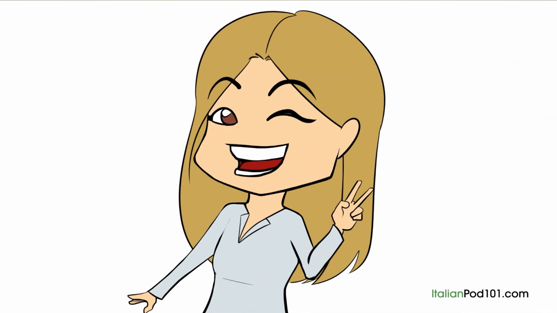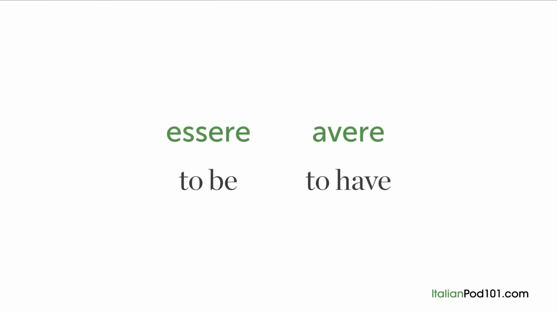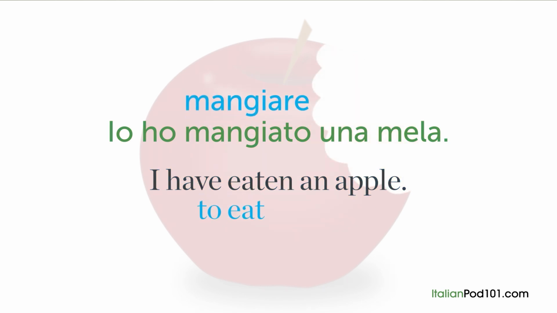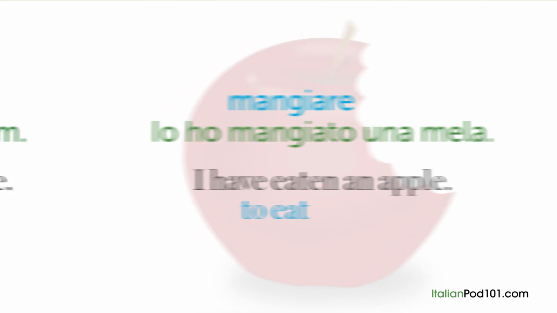Let's have a look at some rules that will help you choose the right auxiliary. The first thing you need to remember is that transitive verbs always need avere. Let's see some examples. Io ho mangiato una mela. I have eaten an apple. Mangiare, to eat, is a transitive verb, meaning that it can have a direct object.